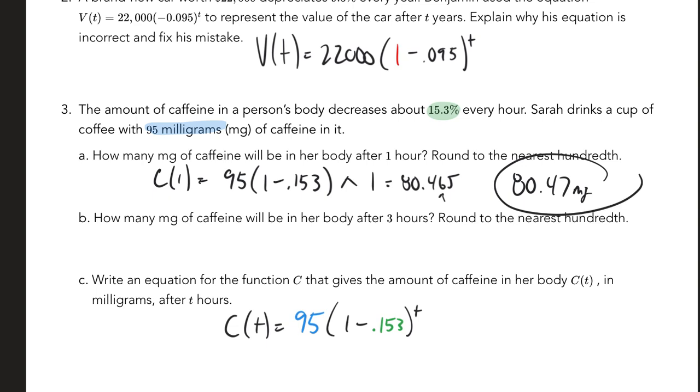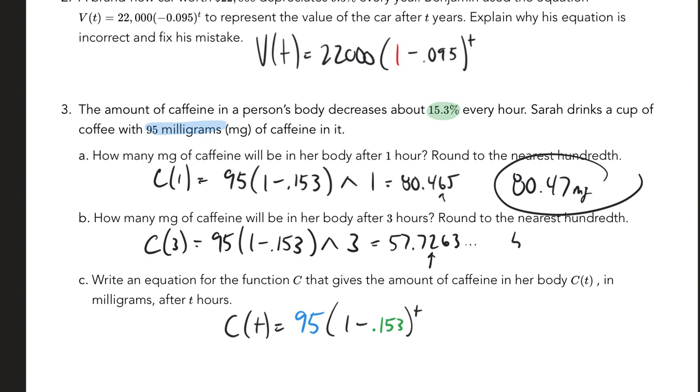3 hours later, what are we looking at? So C of 3. So 95, 1 minus 0.153, caret 3. And that gave me 57.7263, a bunch of other stuff after that. Rounding to the nearest hundredth, 57.73, that 6 is going to kick that 3 up, milligrams.